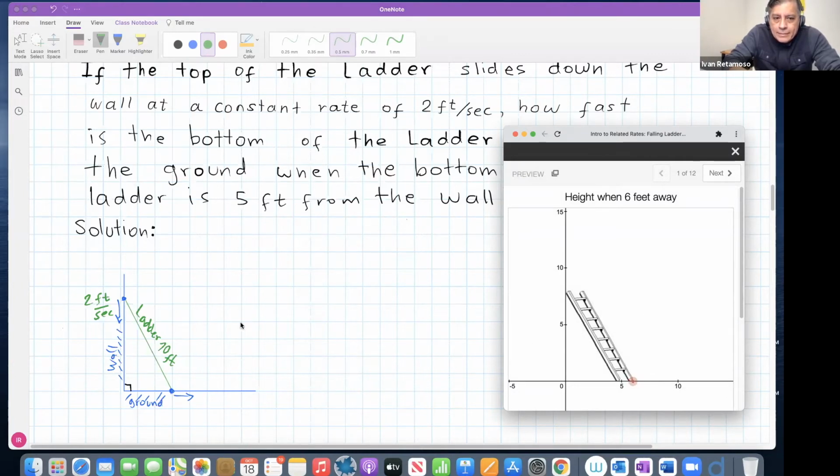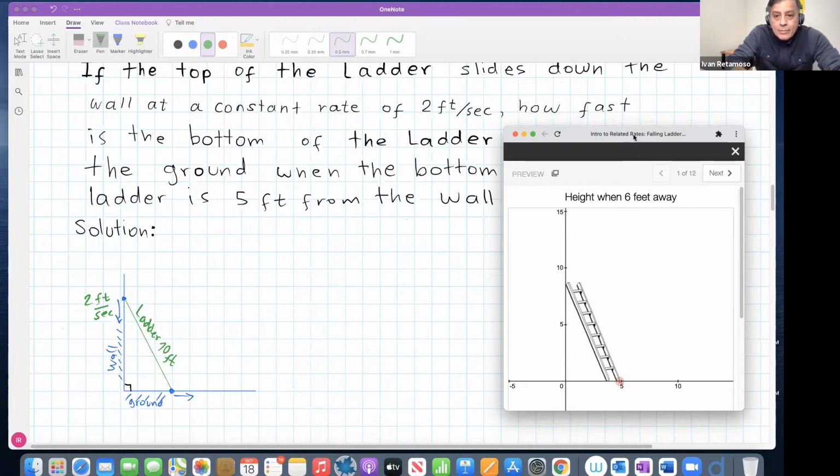Look, imagine this is the ladder, right? That we have represented here. The top is falling at 2 feet per second. But as a consequence of that, look, the bottom of the ladder moves to the right, right? And notice the speed at which it is moving to the right may change at every moment, right? But what they are asking us to find out is what is that rate of change of the bottom of the ladder with respect to time when this bottom point of the ladder is 5 feet away from the wall, right?